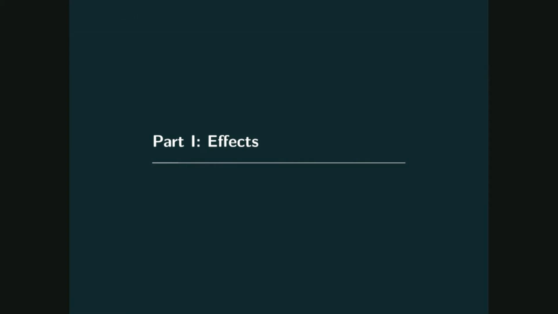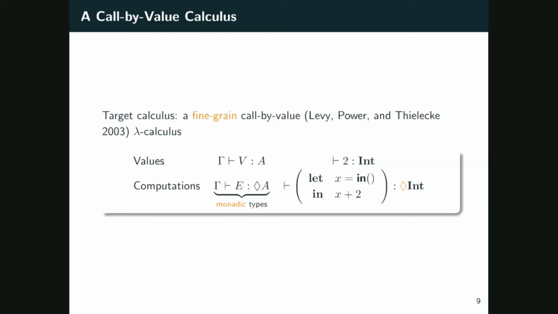Okay, so let us begin with effects, which are definitely much better understood than coeffects. And let me begin by fixing a vehicle language for this talk. I would consider a fine-grained call-by-value lambda calculus, which means that we have a syntactic distinction between values and computations. A value is the result of a computation, so it's something that should not be computed somehow. So for instance, the numeral 2 is a value, whereas a computation is a program that should be computed, and they produce values, and they also may produce effects, right?